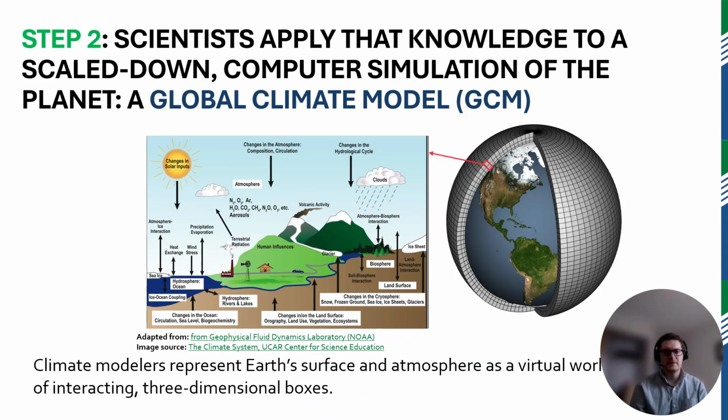The second step that scientists do is apply that knowledge to a scaled down computer simulation of the planet called a global climate model. You can think about the planet as being represented by a number of grid cells across the entire planet, but also stacked vertically from the surface to the upper parts of the atmosphere. Climate modelers represent the Earth's surface and atmosphere as a virtual world of interacting three-dimensional boxes. You can think about it as if you built the Earth out of Legos. You would solve your equations and understand the climate at each one of those locations.